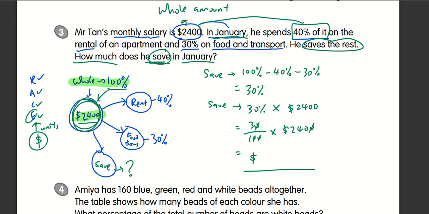Of course, there are alternative methods, such as, for example, I can find every amount for rent, every amount for food and transport, and then after that use subtraction from the whole of $2,400 to find it. But that definitely will mean a longer step. Okay, I will cut this video here and then move on to a new video for question number 4.